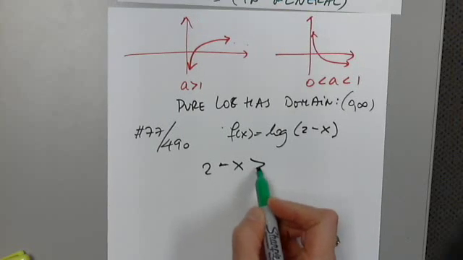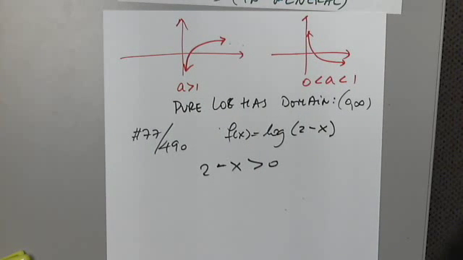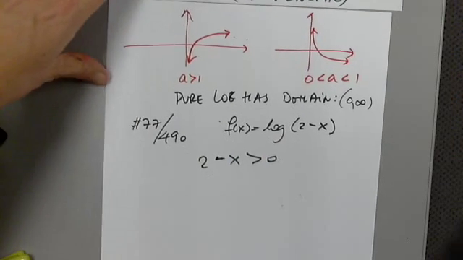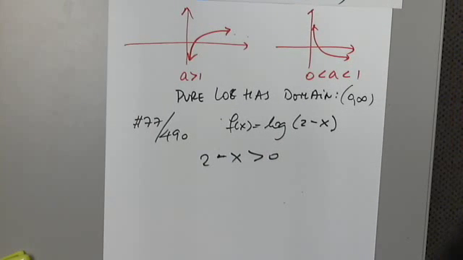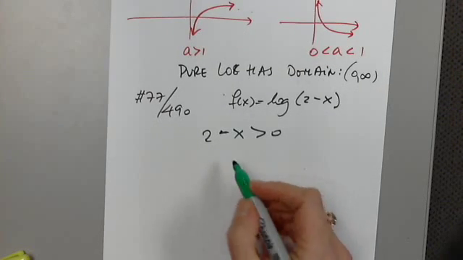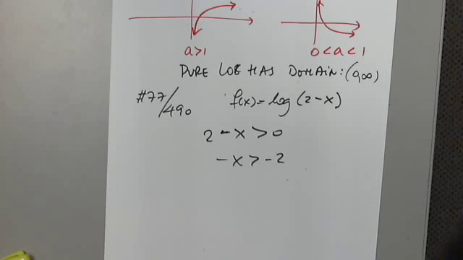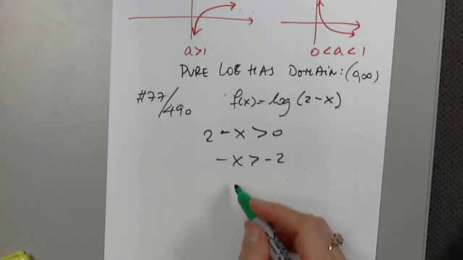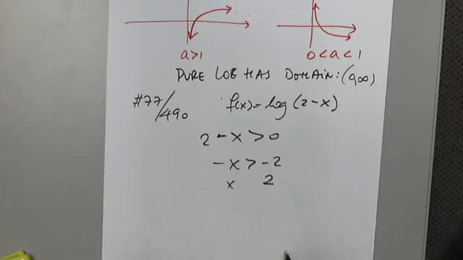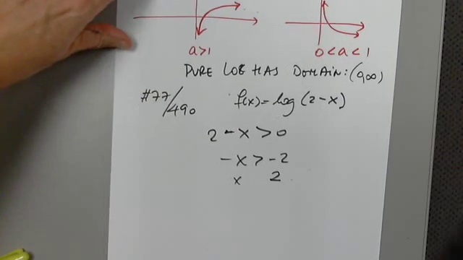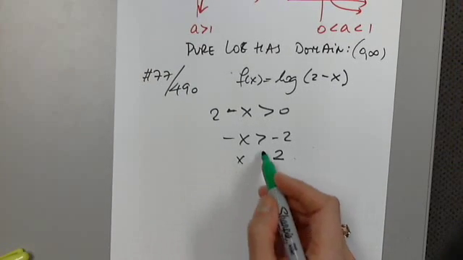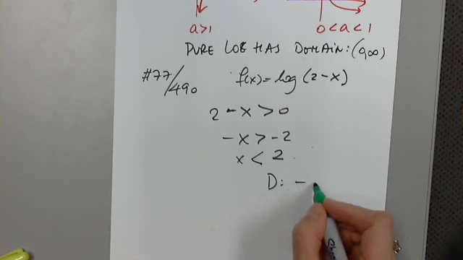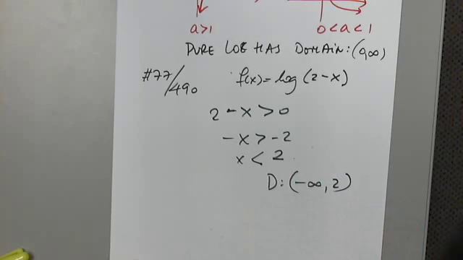Exactly. That's the only condition we have to write and solve. For this log to exist, the quantity that log is applied to, which in this case is 2 minus x, must be a number greater than 0. Okay, that's all I need to do. Just solve, moving 2 to the other side, and divide by negative 1. So then what happens next? Perfect. So then the domain of this function is negative infinity to 2.